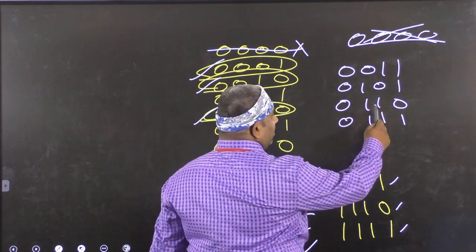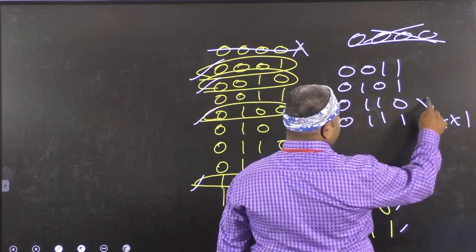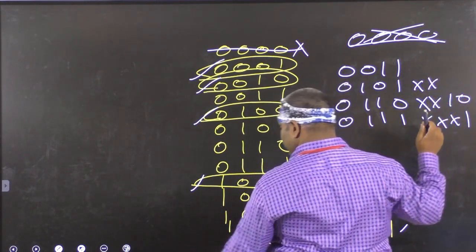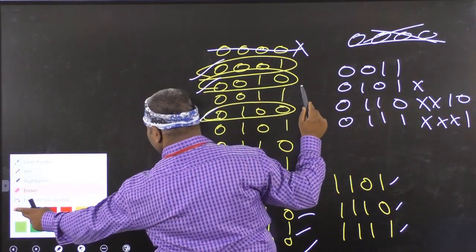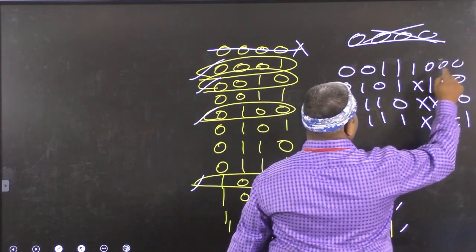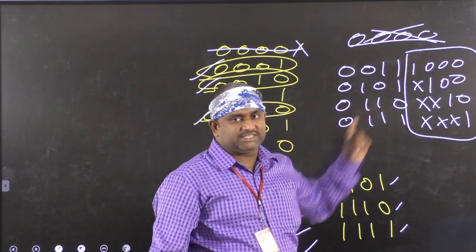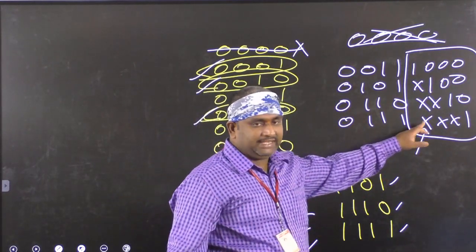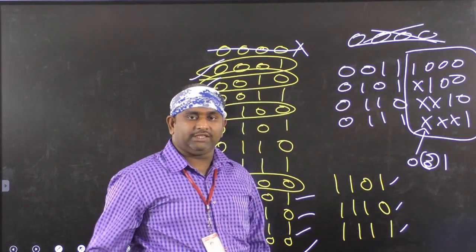So see here, XXX1, XX10, X100 and 1000. All the combinations I am representing using this sign. Why? Because here X I am representing as either 0 or 1.